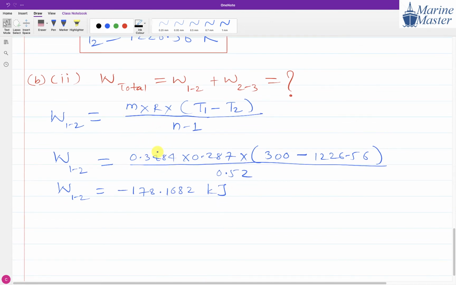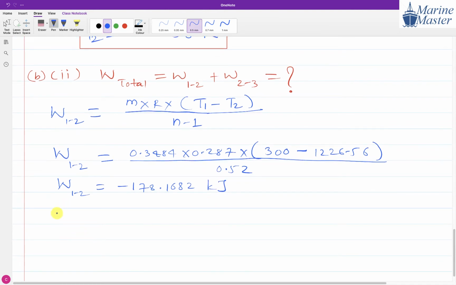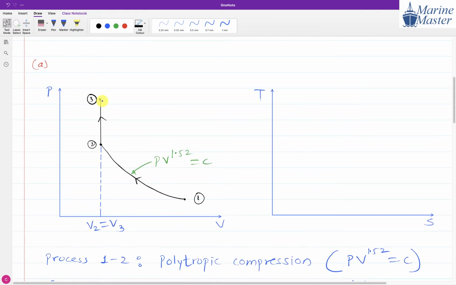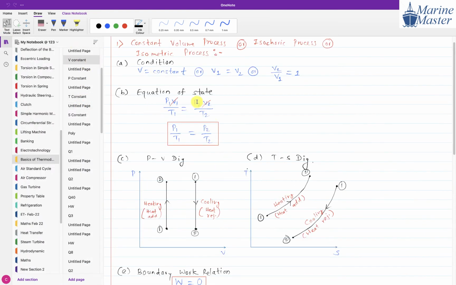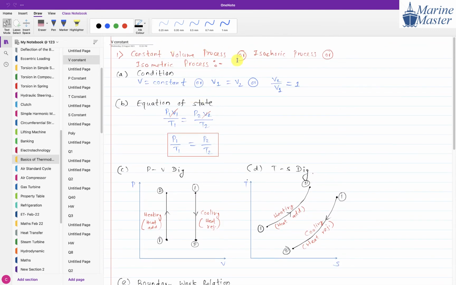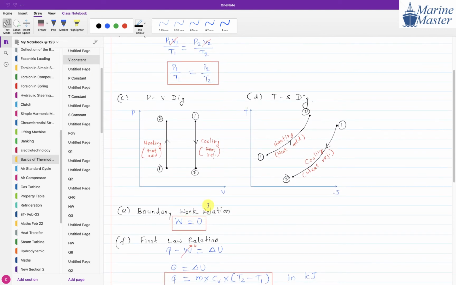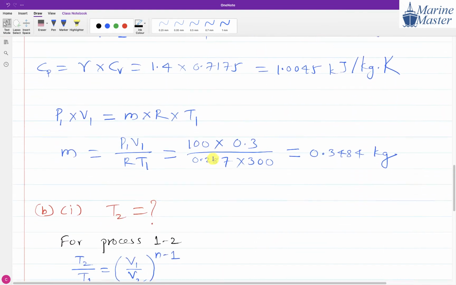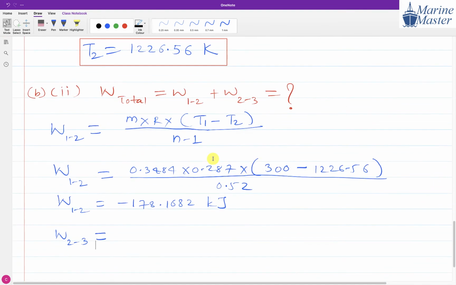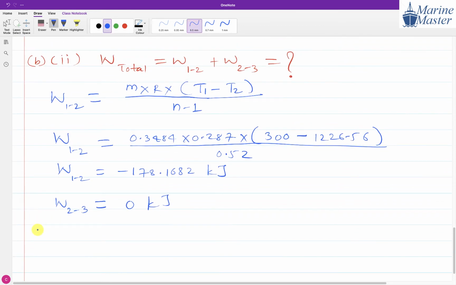If you had taken mass 1 kg, then it would be kilojoule per kg. And what will W2-3 be? Process 2 to 3 is a constant volume process. If you remember our discussion, for a constant volume process there is no motion, that's why volume remains constant. So W will be 0. So for process 2 to 3, W becomes 0 kilojoule.